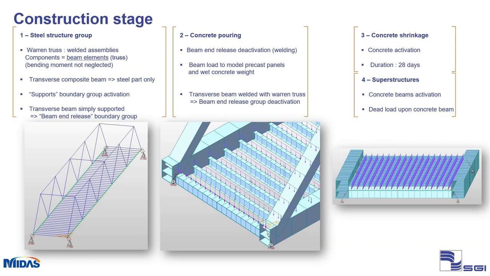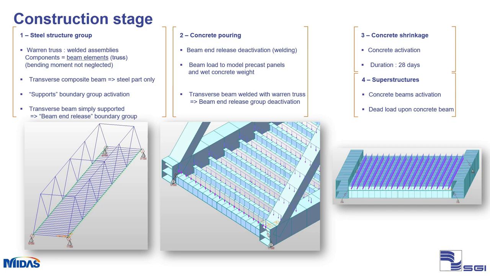We can configure construction stage analysis. First step includes the steel structure group. The wall and truss are joined in one block. As the assemblies are welded, bending moment is transferred between the wall and components. Therefore, Warren structure is not an articulated structure, and bending moment isn't neglected. About lateral composite beams, only steel will be activated. These steel beams will support wet concrete weight before activation of composite sections.